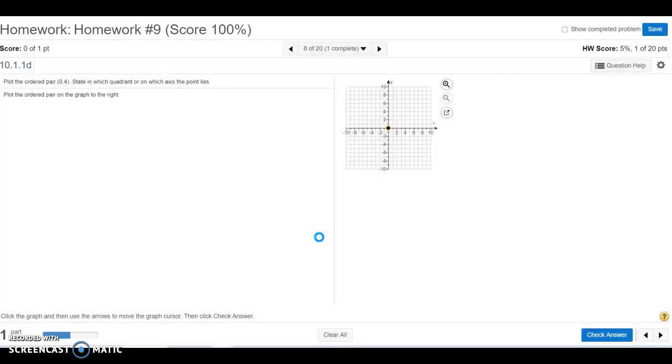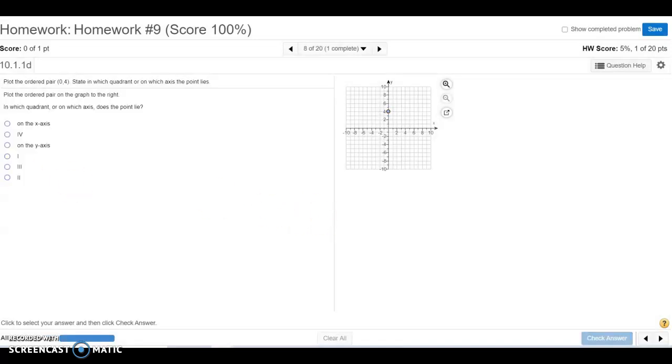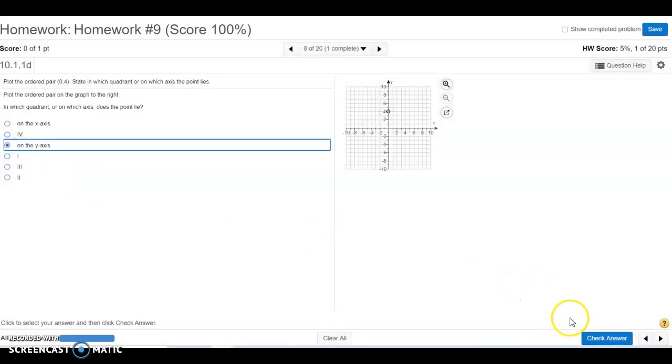If I go to question 8, here's one. When one of the coordinates is 0, you know it lies on one of the axes, and that axis would be whatever coordinate is not 0. So this is going to be on the y-axis, because if we're moving 0 in the x, we don't move in the horizontal direction at all. And so we're just up 4, and there it is. And now I could say that it lies on the y-axis.